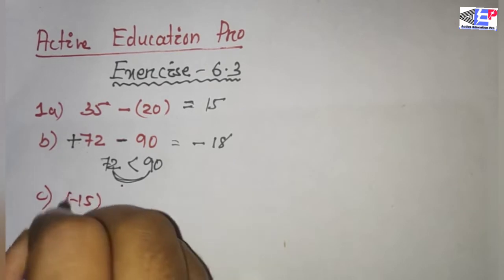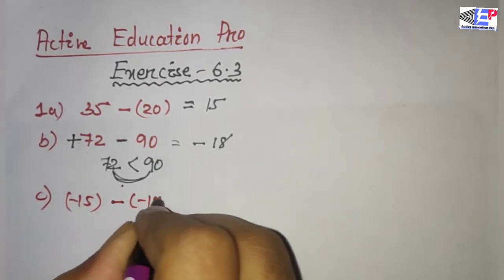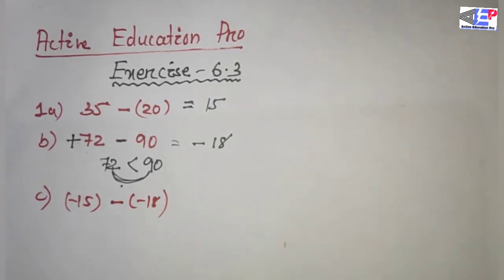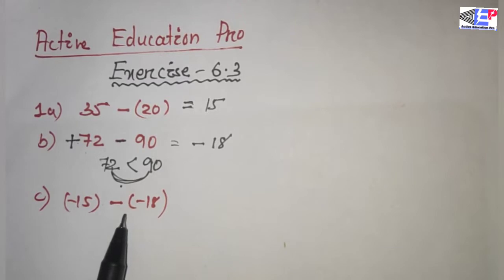Here, minus 15 minus of minus 18. Look here, the real main task of subtraction of integers is now here: minus 15 minus of minus 18. In this question we have to subtract a negative integer from another negative integer. You know that at the time of subtraction you have to change the sign of the integer which is to be subtracted. Here minus 18 is to be subtracted from minus 15.